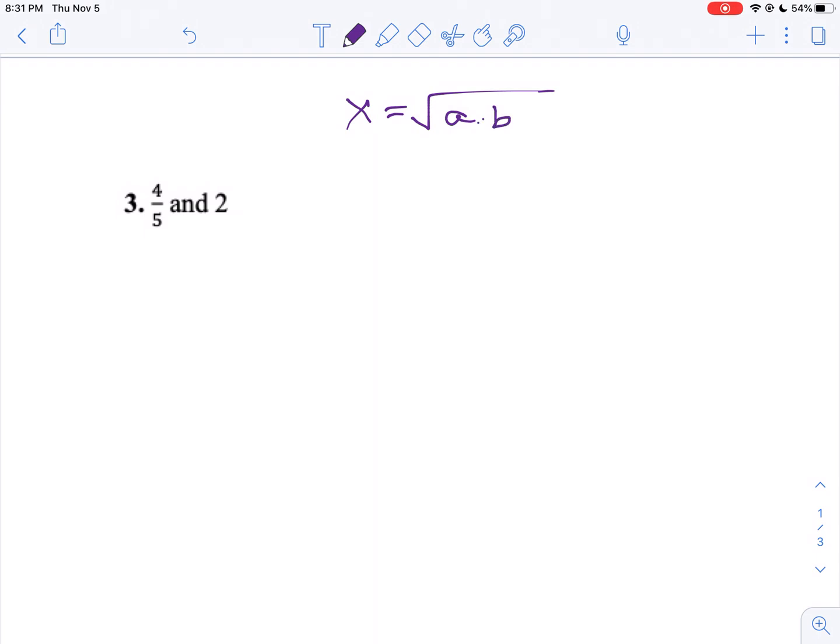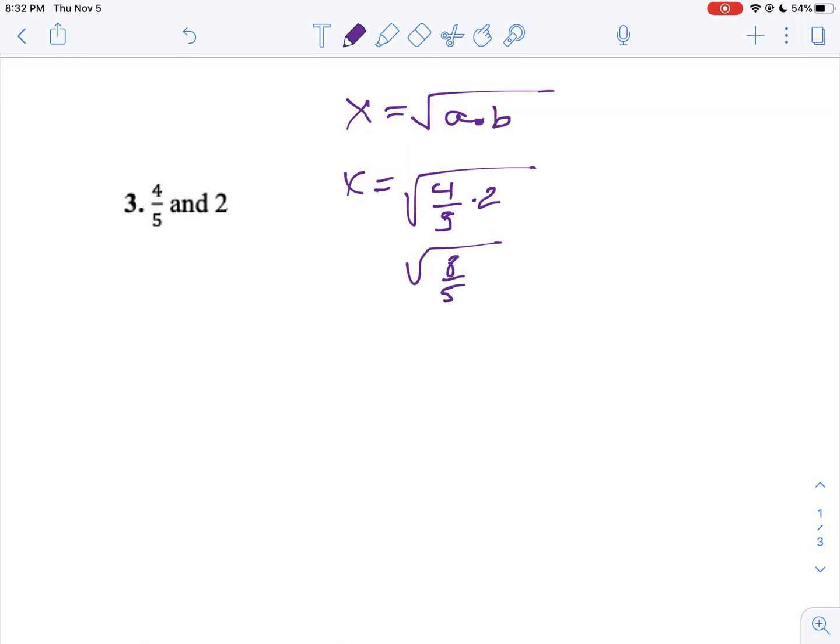Arithmetic mean we add and divide by 2. Geometric mean we multiply and take the square root. So we're going to find the square root of 4/5 times 2. Well, 4/5 times 2, well, that's 8/5.